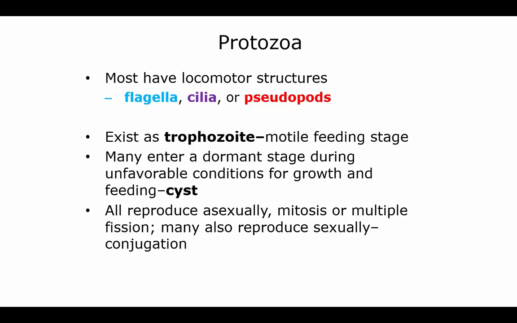They exist as a trophozoite in the motile feeding stage, and they can enter a dormant stage if conditions are not good for growth and feeding, called a cyst. They reproduce asexually by mitosis or just dividing, multiple fissions. They also can reproduce by conjugation, which is sexual. It involves two of them, and they have to exchange genetic material.